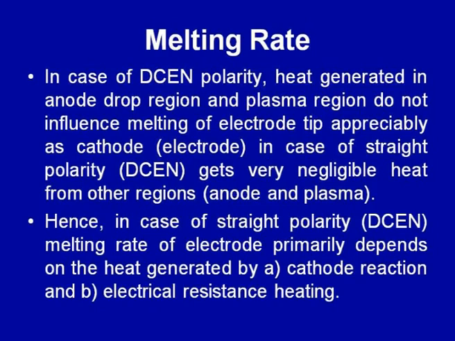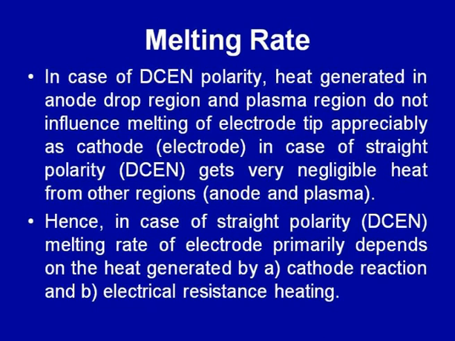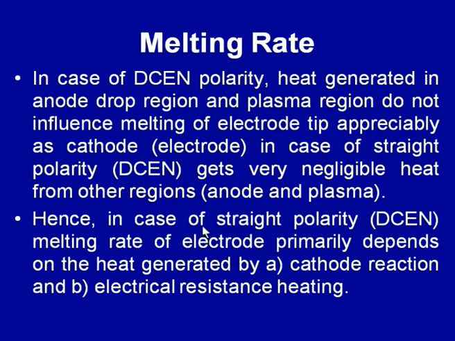In case of the DCEN polarity, heat generated in the anode drop zone and the plasma region does not influence the melting of the electrode tip appreciably, as the cathode, that is the electrode in case of straight polarity, gets very negligible heat from the other regions, which are the anode drop zone and the plasma region. So, in consumable arc welding, if DCEN polarity is being used, then the heat generated in the cathode drop zone plays a significant role in melting of the electrode tip, while the heat generated in the anode drop zone and the plasma region does not affect the rate of melting.